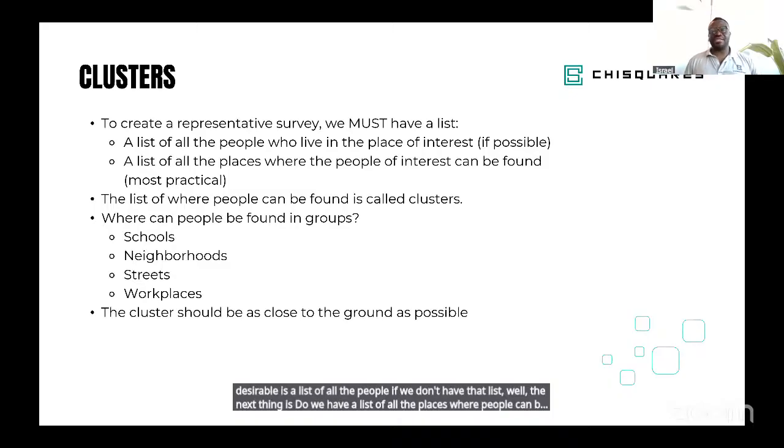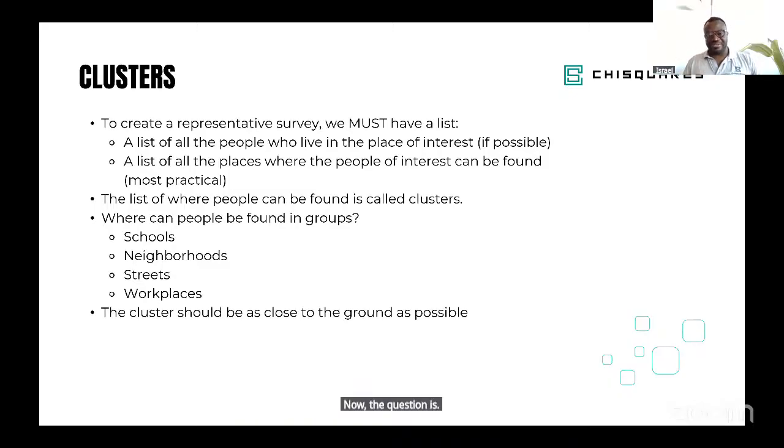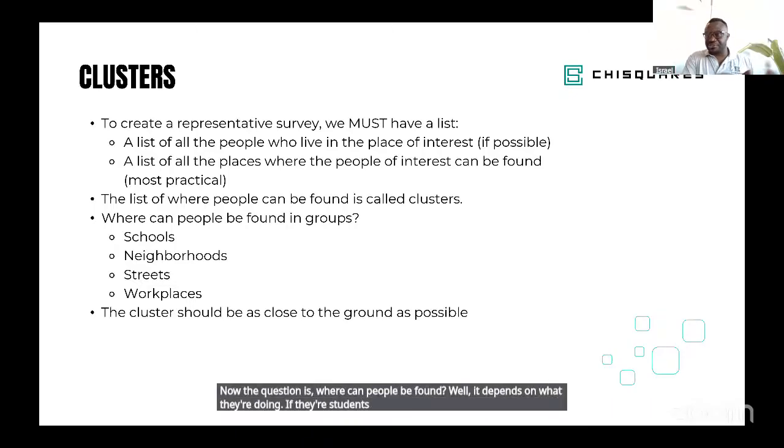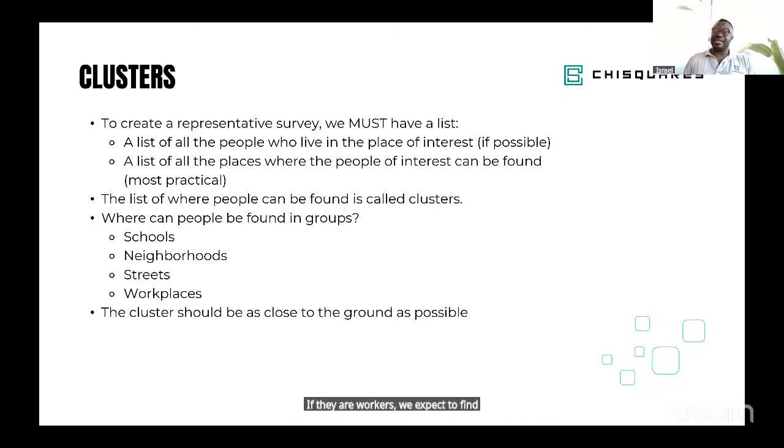Now the question is, where can people be found? Well, it depends on what they're doing. If they're students, we expect to find them in schools. If they are workers, we expect to find them in workplaces. If they are just adults or older population, we expect to find them at homes or in nursing homes. So all of those places can be clusters. So essentially, clusters can be anywhere that people can be found in groups.